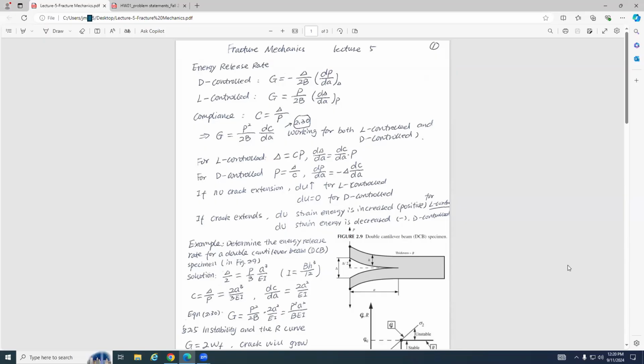For a cracked body, we want to see how either the displacement is dependent upon crack length to maintain the same load, or how the load is dependent upon the crack length to maintain the same amount of displacement. So you should know that.